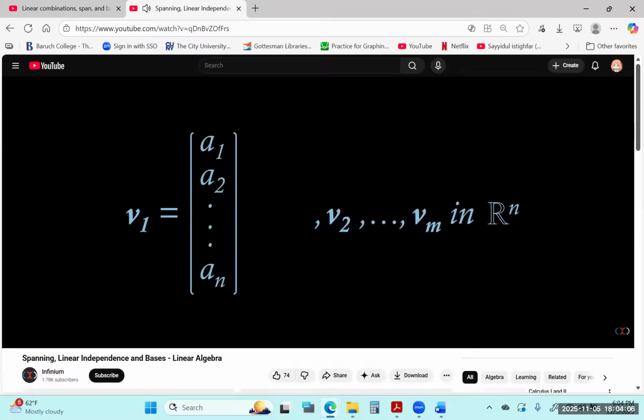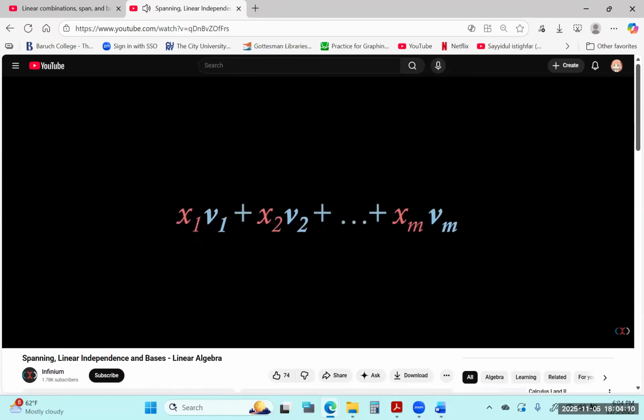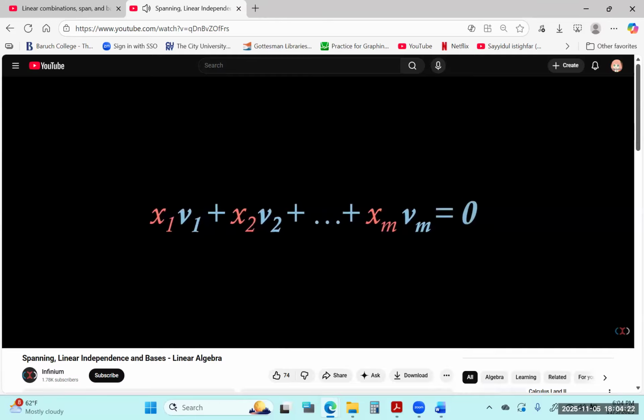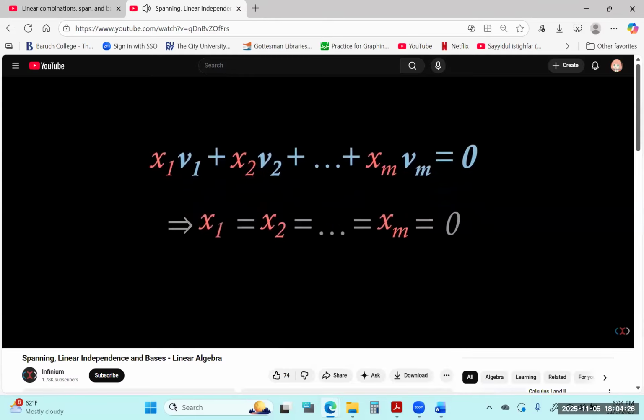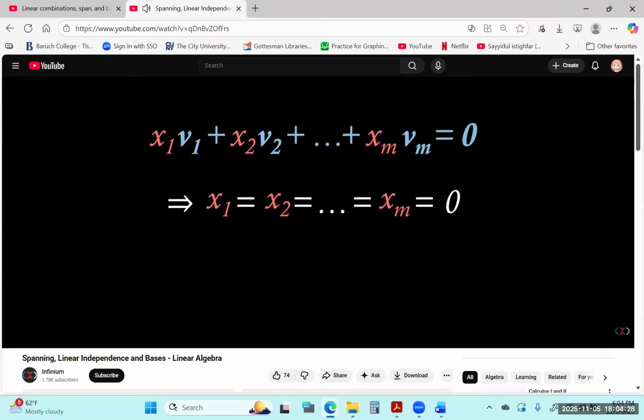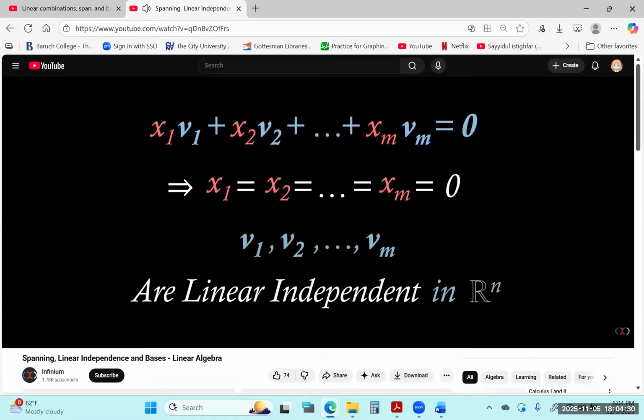We first consider the linear combination of our vectors v1 through to vm. This means we have a constant before every vector before they're added together, i.e. x1 through to xm are all constants. Now, say this linear combination equaled the zero vector, and let's say this is only the case if all of our constants equal 0. Well, this is what it means for v1 through to vm to be linearly independent in Rn. So let's look at an example.